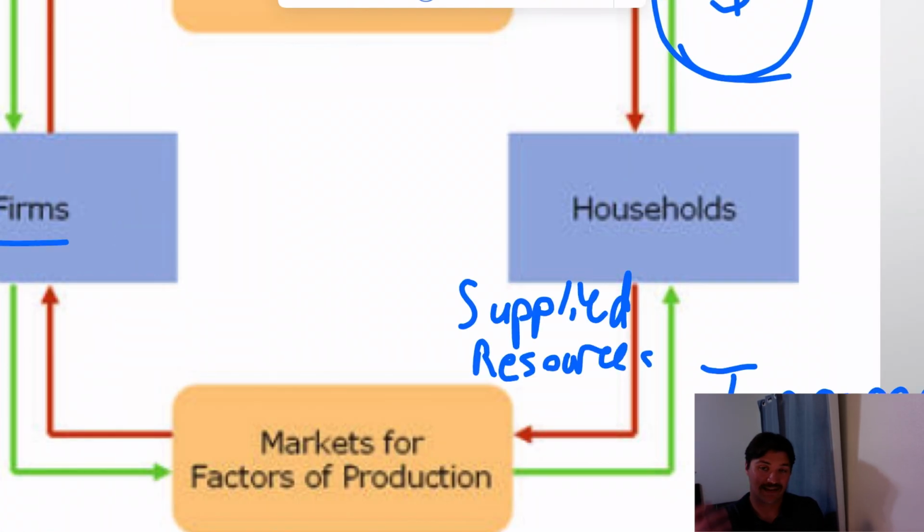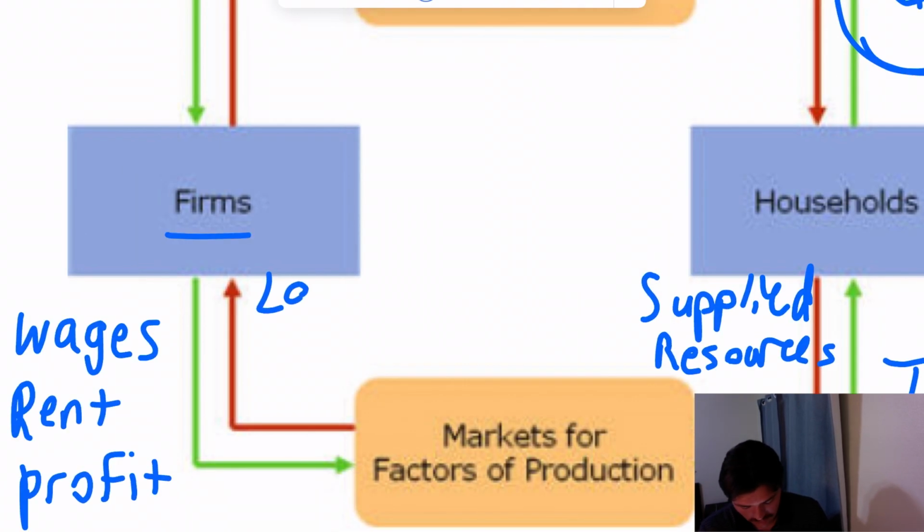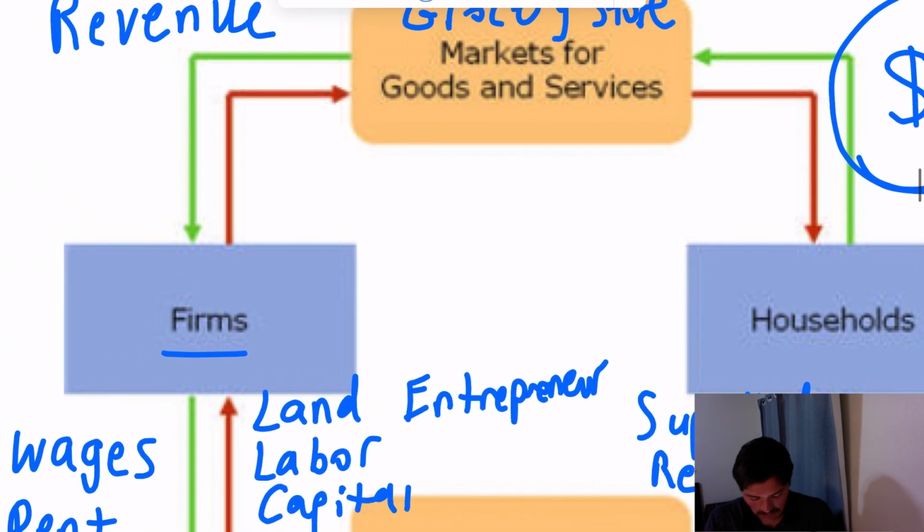Okay, remember we said that the households are the suppliers of the factors of production. And what do the firms get? Remember, the firms are demanding these things. So the firm is going to buy land, renting the land. They're going to be buying labor with their wages. They're also going to be renting the capital. And then also they have to give profits to the entrepreneur. So again, the firms are demanding these things. They're going to use these factors of production to actually produce goods and services.